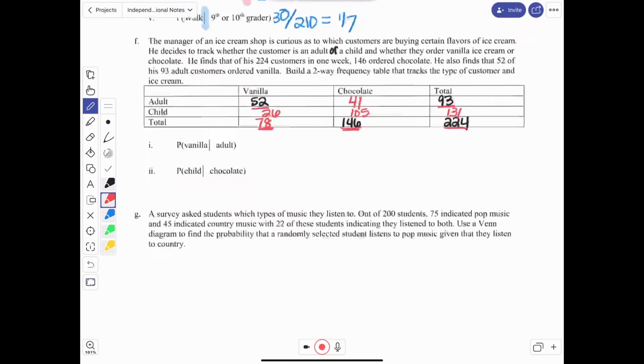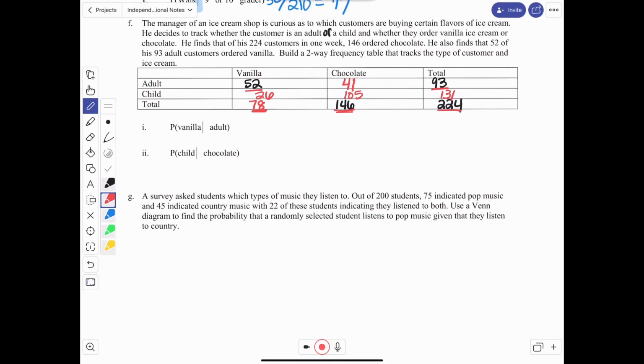We're going to focus more on the given problems, where it's got the given here. So given that it's an adult, what that means here is that we're focusing, oops, I'm going to do my highlighter, given that it's an adult. So my bottom number is 93. Given that it's an adult, we look at the vanilla. So 52 goes on top. And actually, that is completely reduced. So that's my answer. Okay.